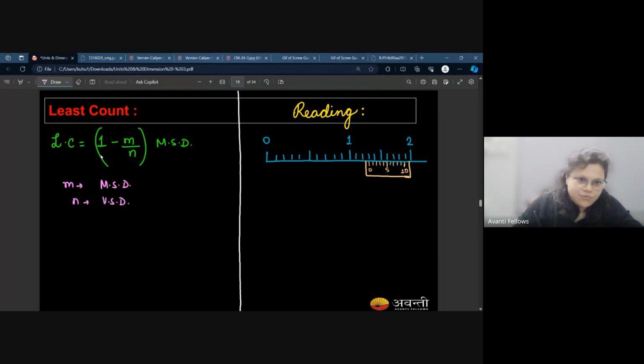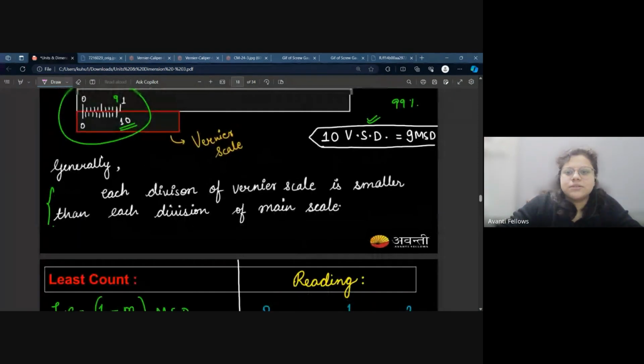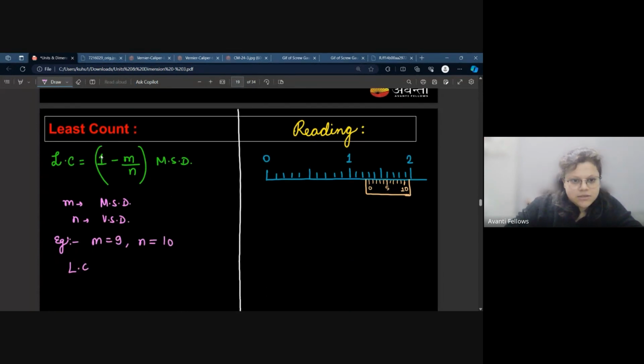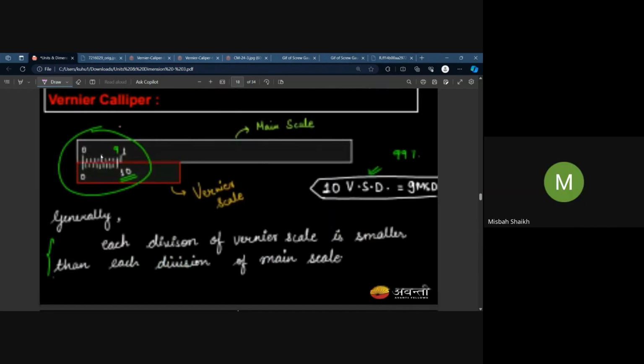For an example, in the above case, I got this relation that 10 vernier scale divisions is equal to 9 main scale divisions. So on the basis of it, the value of m is 9 and the value of n is 10. So you can calculate the least count in such a case by 1 minus 9 by 10 into 1 main scale division. What is the value of 1 main scale division? I guess 0.1 centimeter.